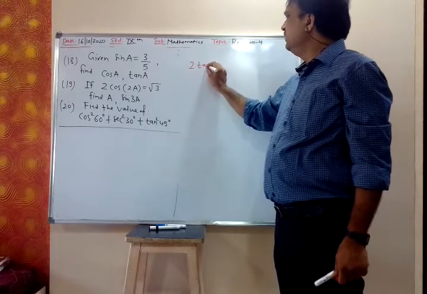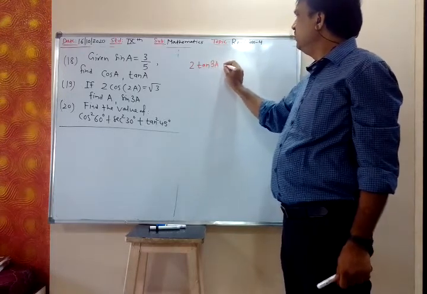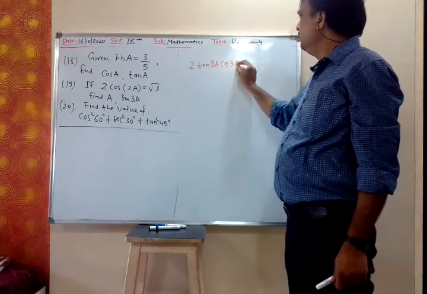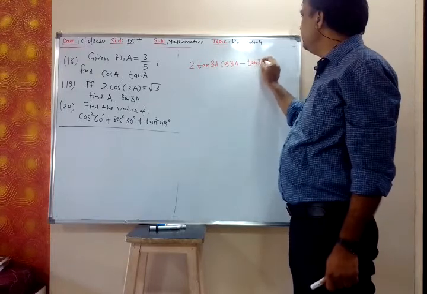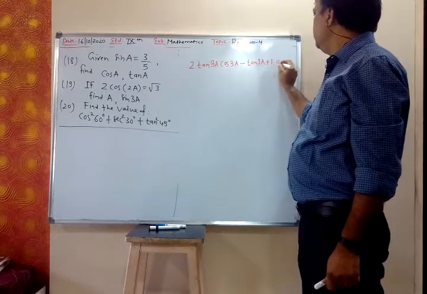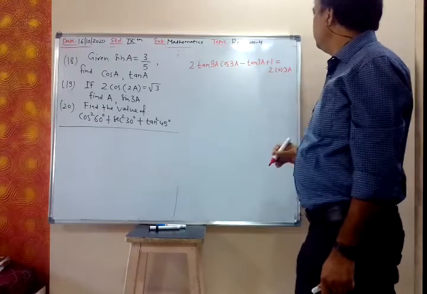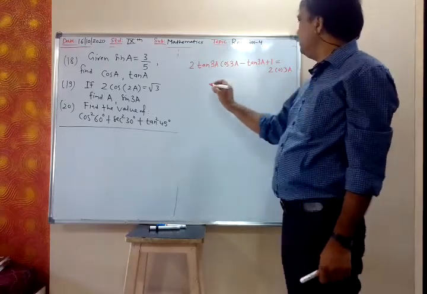2 tan 3a cos 3a minus tan 3a plus 1 is equal to 2 cos 3a. What do you want? You want to prove? Find the magnitude. Okay. You want to find the magnitude.